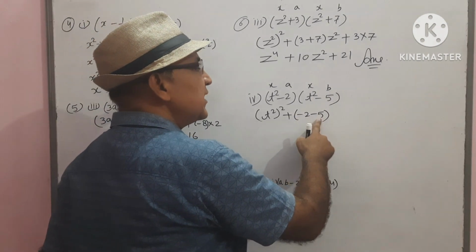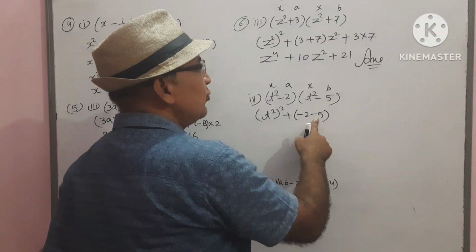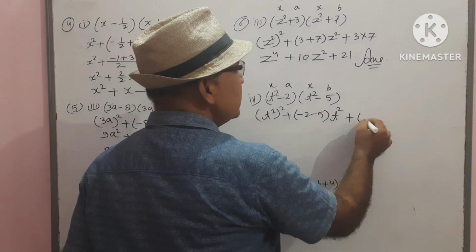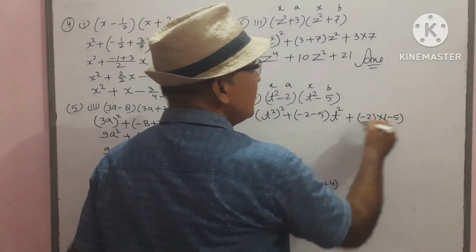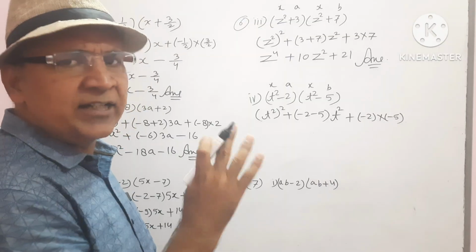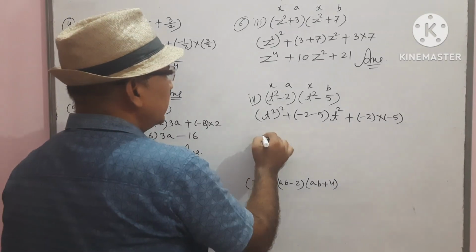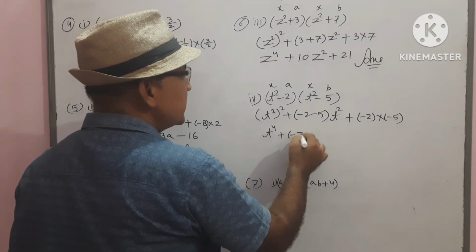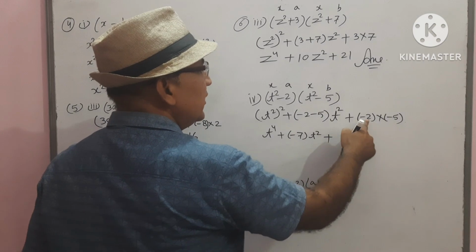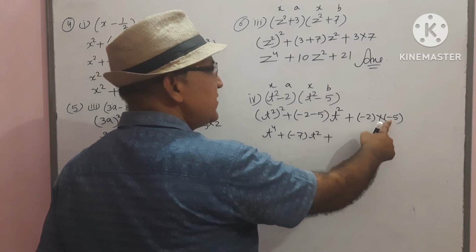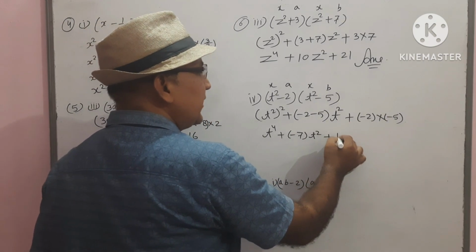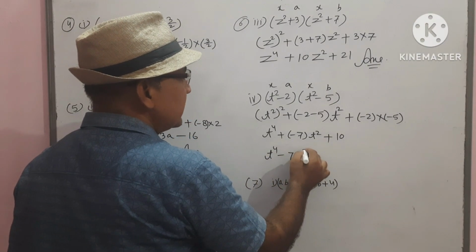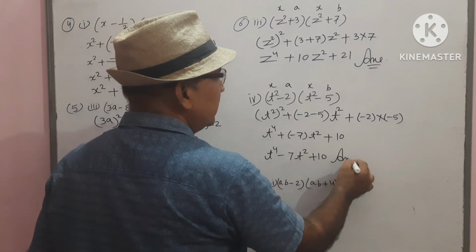When minus 2 is added with minus 5, we can write minus 2 minus 5 into x, at the place of x t square, plus minus 2 into minus 5. Understood? The same identity we are applying here. Now this will become t power 4 plus minus 2 minus 5 becomes minus 7. Minus multiplied by minus becomes plus. Plus into plus is plus here. And 2 into 5 is 10. So your answer is t power 4 minus 7t square plus 10.